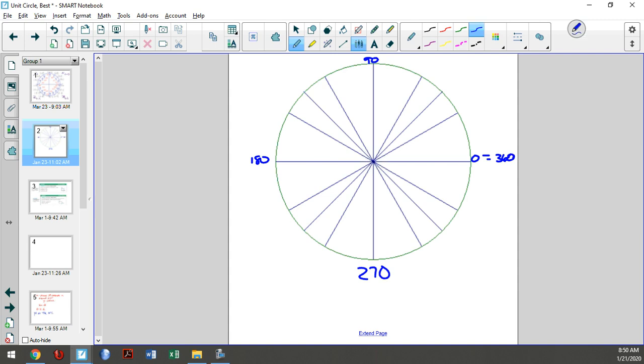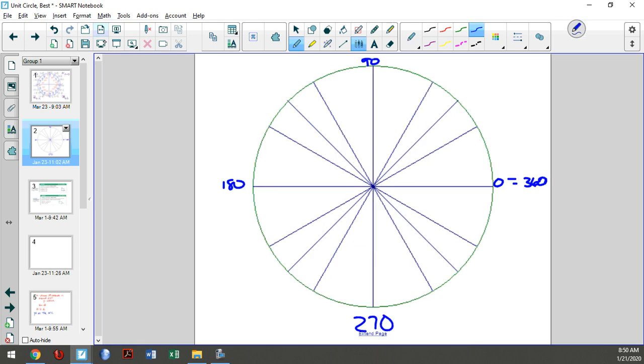We all good? Okay. Then, in order to find the next one, we took 90 degrees and divided it by what? 2. So what's 90 divided by 2? 45. So now we're going to go around the circle counting by 45. 45 plus 45 is 90. Plus 45 is 135. Plus 45 is 180. Plus 45 is 225. Plus 45 is 270. Plus 45 is 315. Plus 45 is going to be 360. Do we all understand that, yes or no?